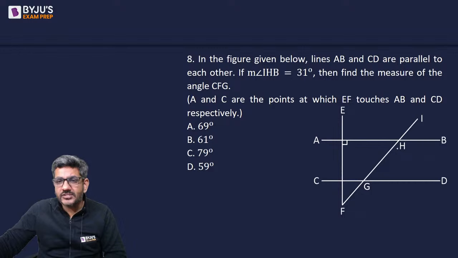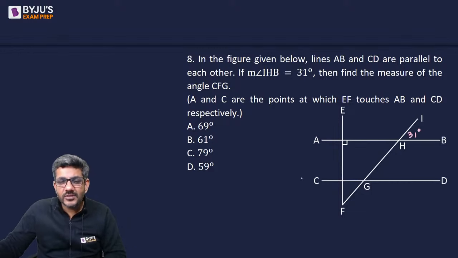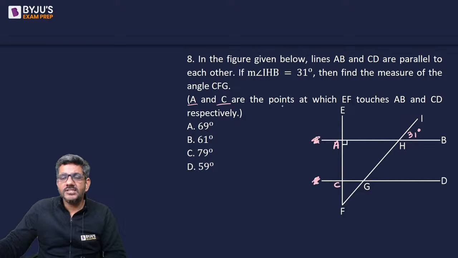Measure of angle IHB is 31 degrees. It is given as 31 degrees. Find the measure of angle CFG. So I think this C is wrongly written here. It should be here. This A is wrongly written here. It is here. It is clearly written as well. A and C are the points at which EF touches AB and CD.